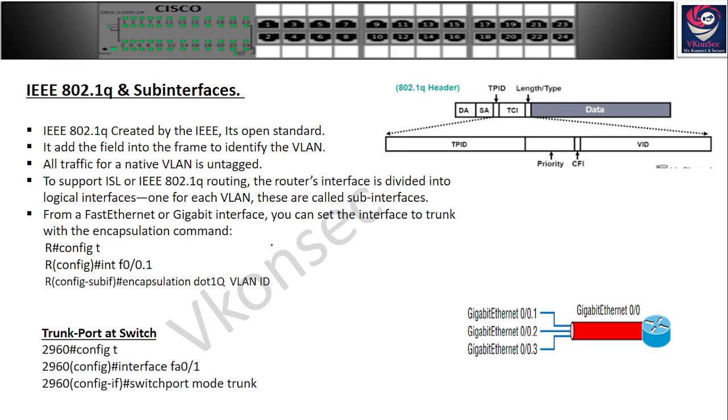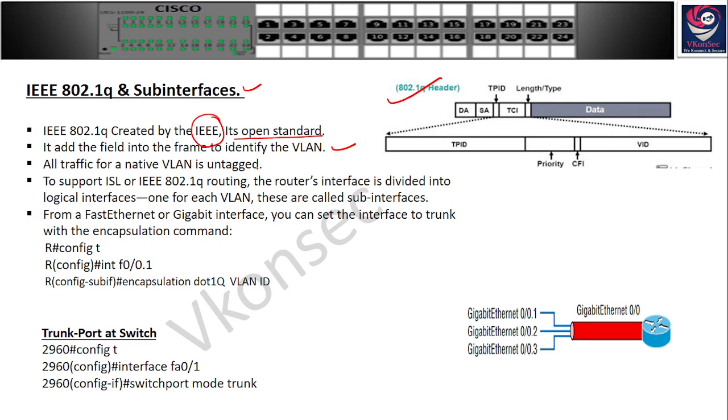Next, we have to discuss IEEE 802.1q and its sub interface, and how the sub interface will be managed. This is the header of 802.1q. 802.1q was created by the IEEE, which is an organization. It is an open standard protocol, so any switch manufacturer can use it. It adds a field into the frame to identify the VLAN. Through that, the switch can understand for which VLAN the packet is coming.